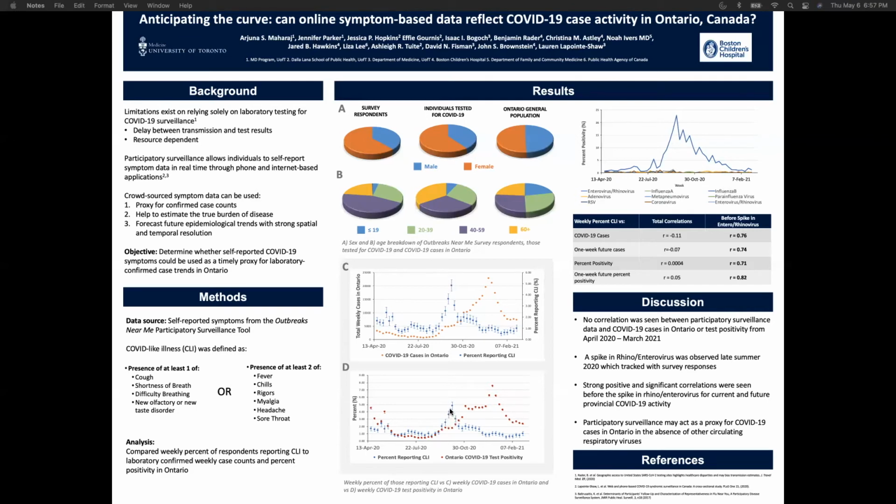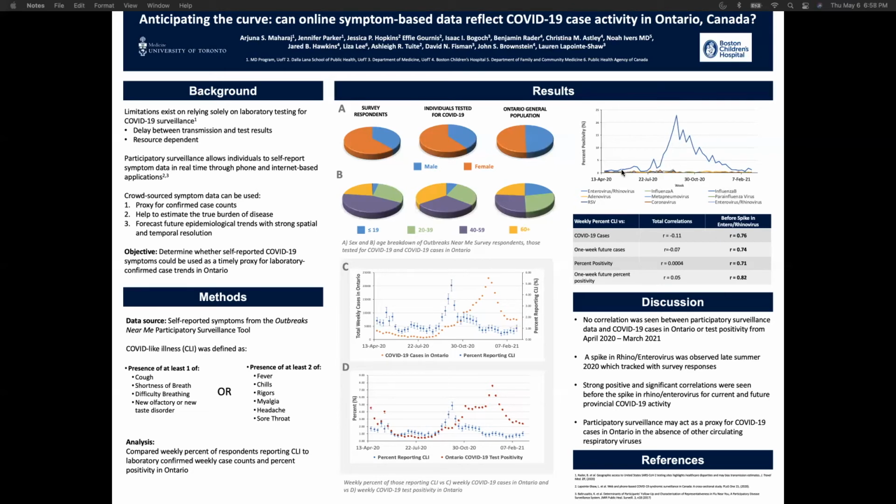We hypothesized why this might have been occurring, why the curve started to decouple, and we turned to other seasonal respiratory viruses. So if you look at the figure here on the top right, this represents the test positivity of other common circulatory respiratory viruses in Ontario from Public Health Ontario. We see that other viruses are at very low test positivity, and this is likely due to pandemic mitigation efforts.